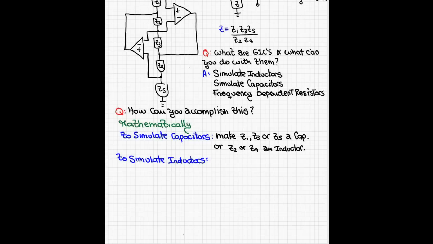So you will make Z2 or Z4 a capacitor, or Z1, Z3, or Z5 an inductor. So why does it turn out to be like that? Okay, so that's the question. The question is why.